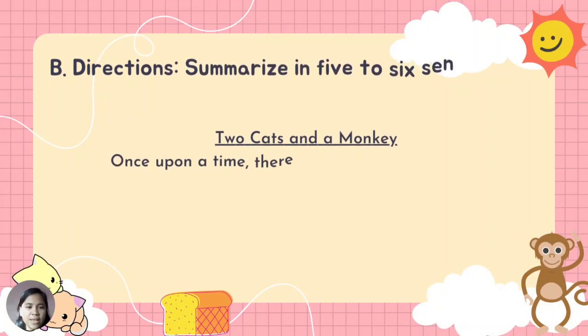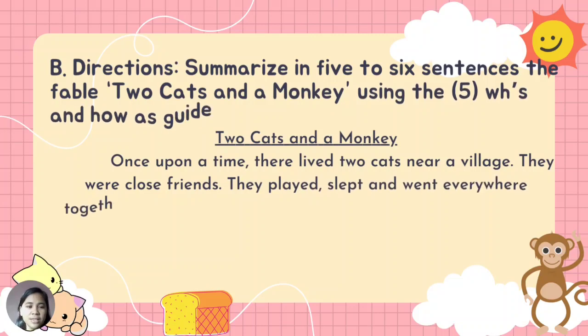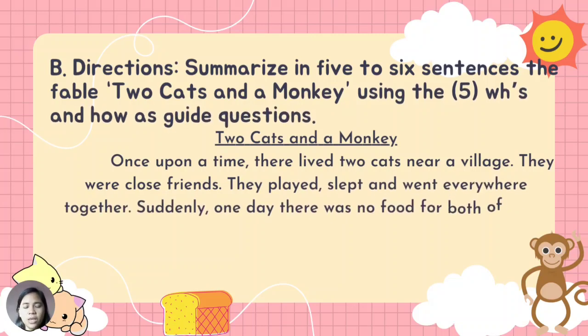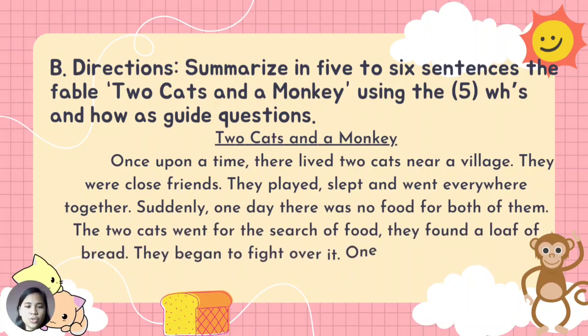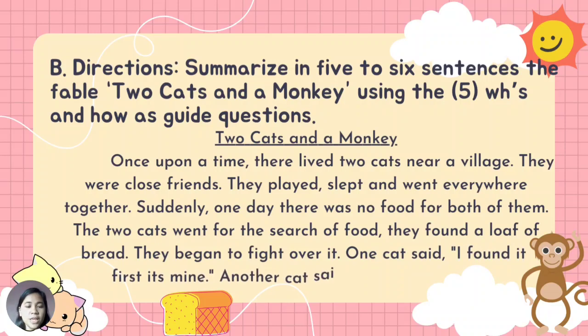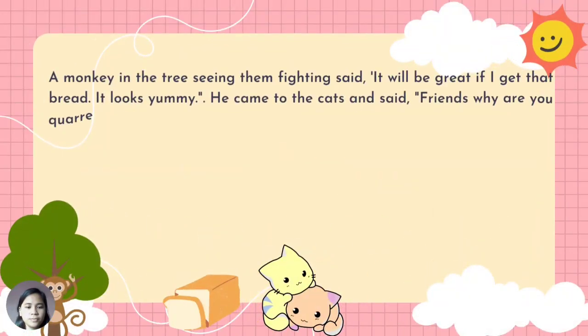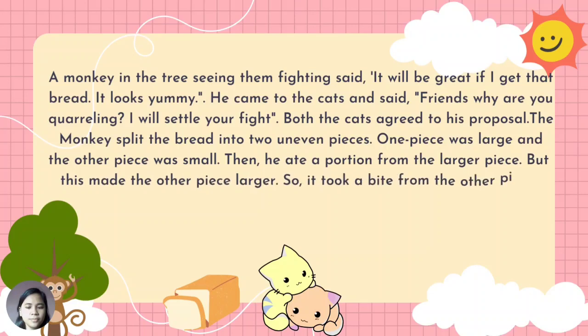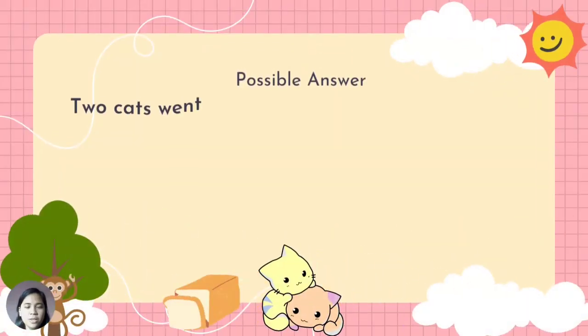For the next learning task, summarize in 5 to 6 sentences the fable Two Cats and a Monkey using the 5 WH and how as guide questions. Read the story. And this is the possible answer.